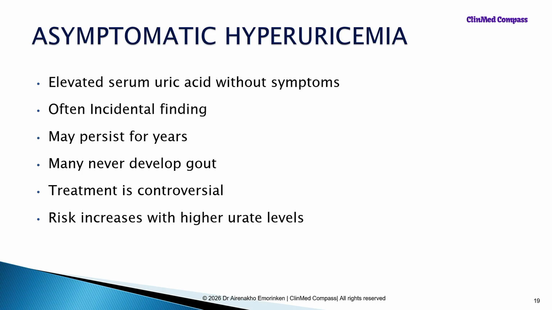Asymptomatic hyperuricemia. This stage is characterized by elevated serum uric acid without symptoms. It is often discovered incidentally during routine investigations. Many patients remain in this stage for years and may never develop gout. This is why treatment at this stage is controversial. However, the higher the uric acid level, the greater the risk of progression.